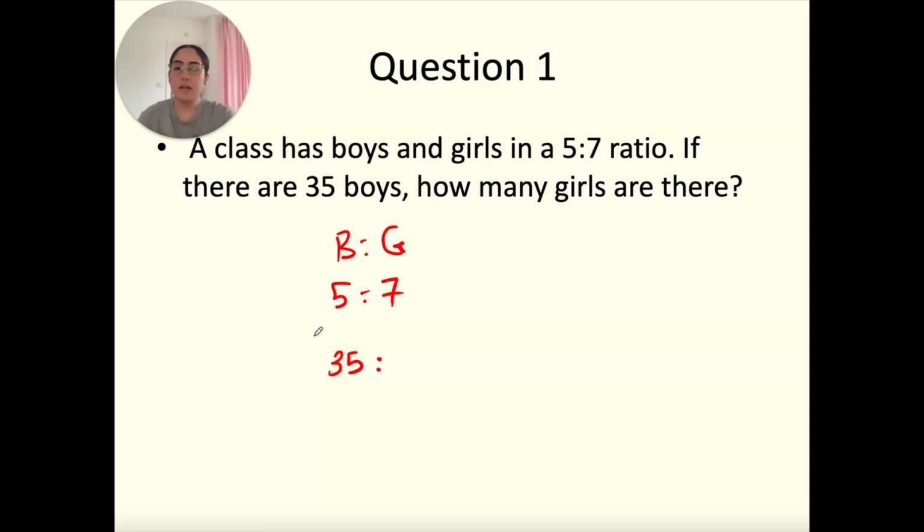Right, we do the same thing as we've done before. We look at how do we go from 5 to 35? What do we times it by? We times it by 7. We do the exact same thing here, times it by 7. So 7 times 7 is 49. So we have a total of 49 girls.